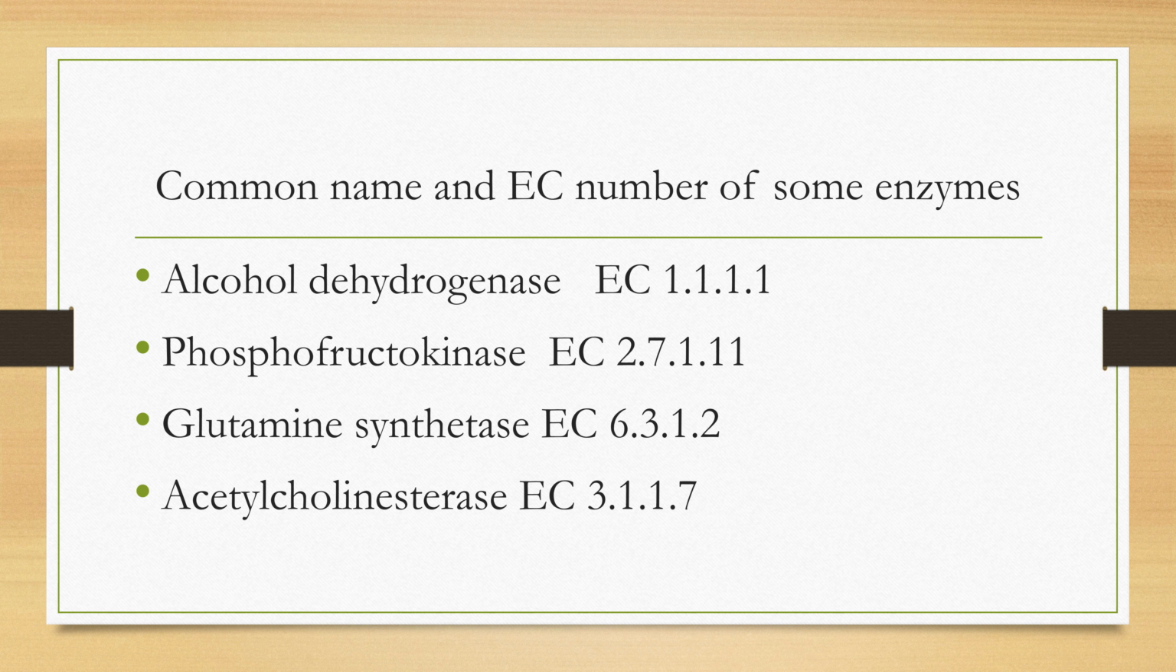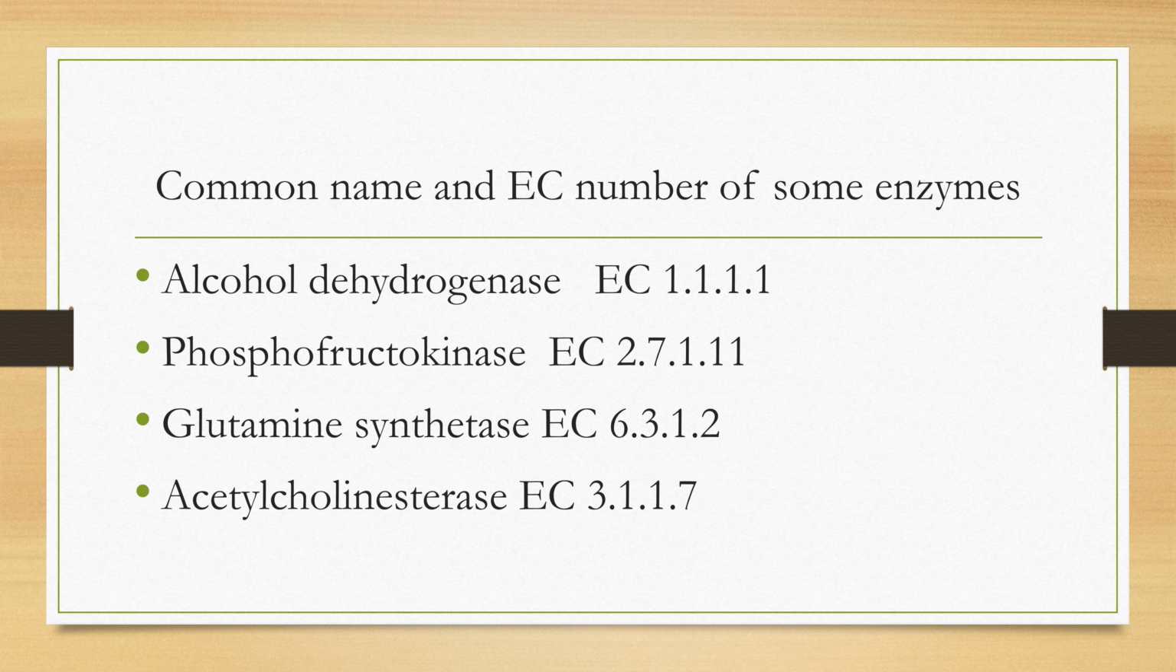Now phosphofructokinase, the EC number is 2.7.1.11. This comes under the second class. The second class was your transferase group. So phosphofructokinase comes under the transferases class.